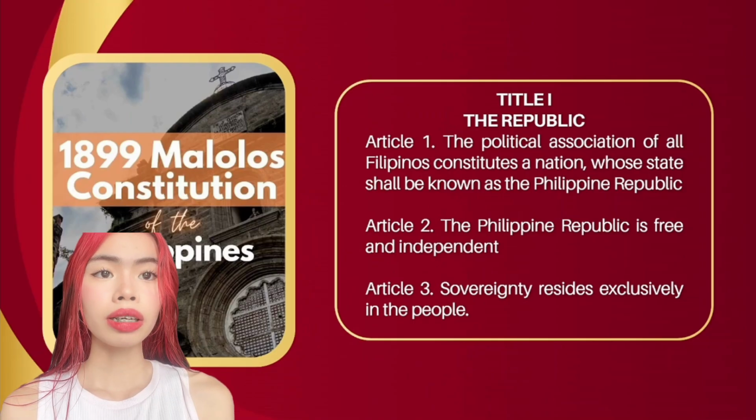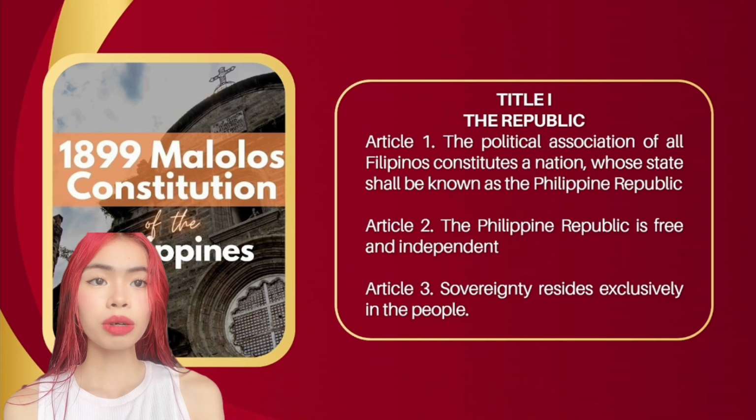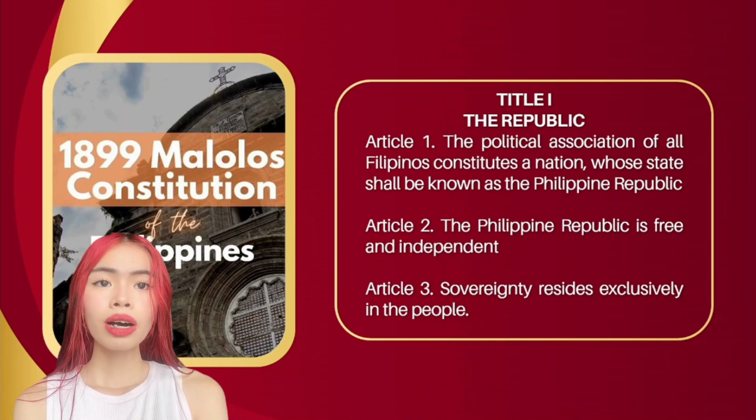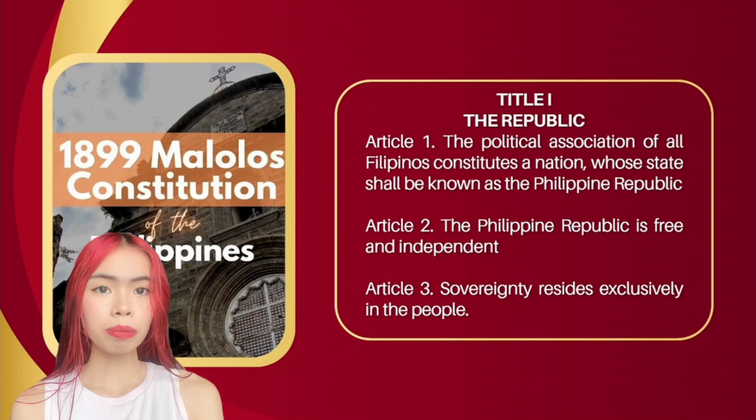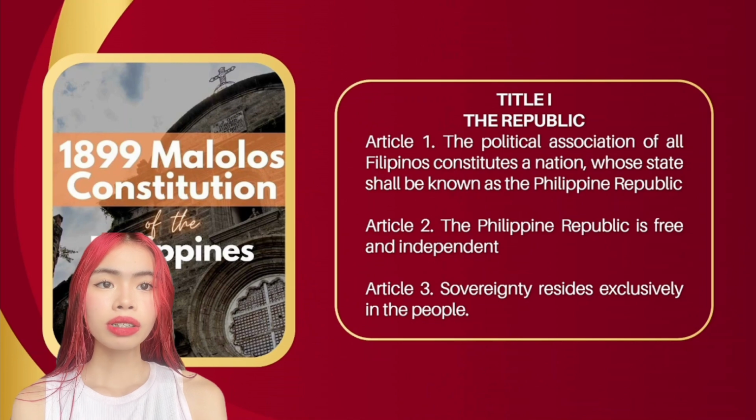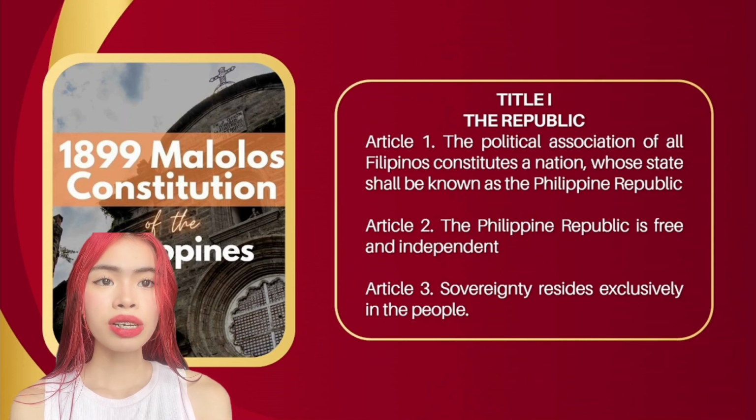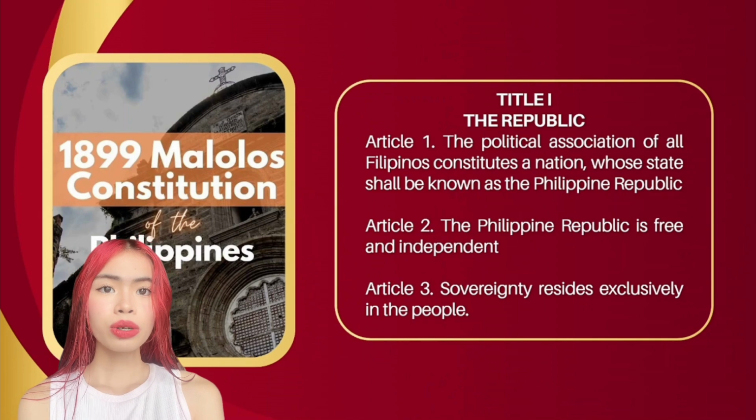Title 1, The Republic. It states in Article 1, the political association of all Filipinos constitutes a nation whose state shall be known as the Philippine Republic. Article 2, the Philippine Republic is free and independent. Article 3, sovereignty resides exclusively in the people. This title sets the stage for the subsequent sections of the Constitution, which detail the structure of government and the rights of the citizens, embodying the ideals of national identity and self-governance during a critical period in Philippine history.